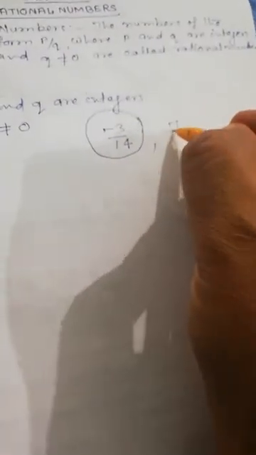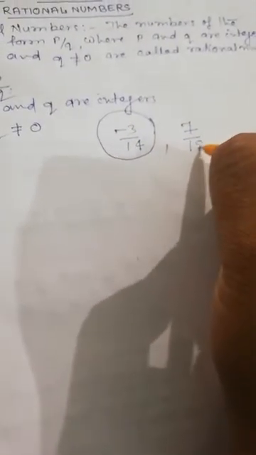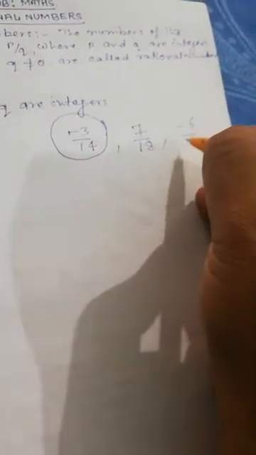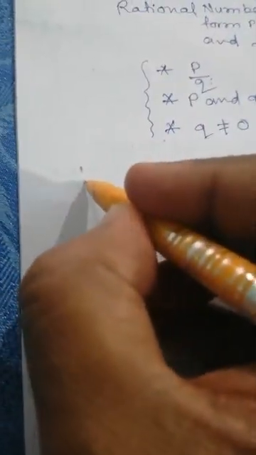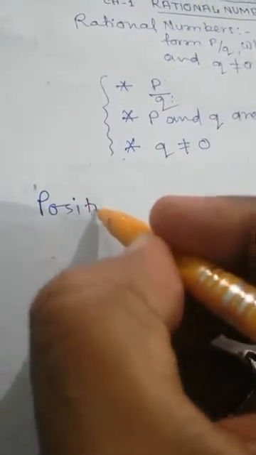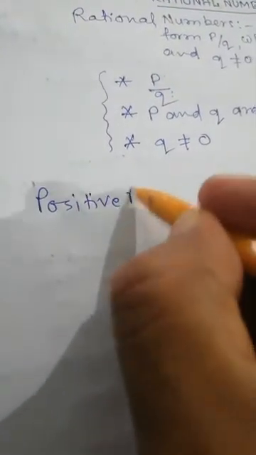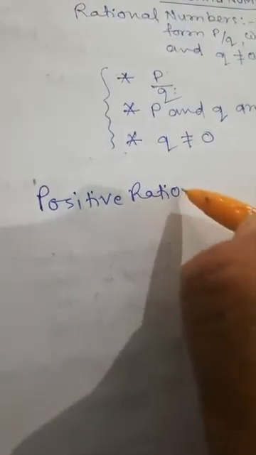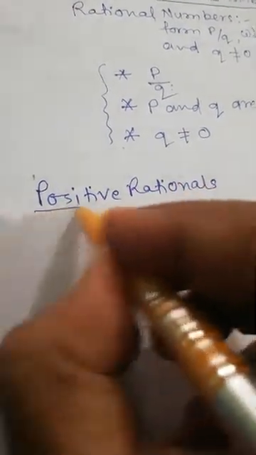Similarly, 7 by 18 is a rational number. Minus 6 by 11 is a rational number. So these are the examples of rational number. Second point is positive rationals.